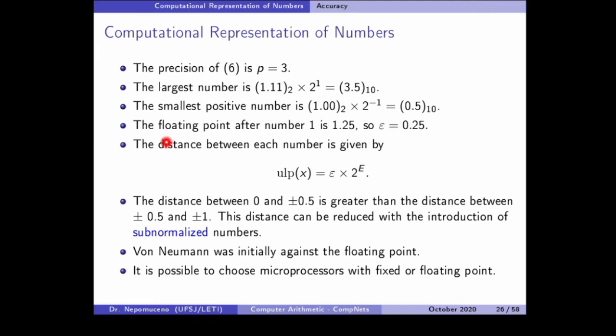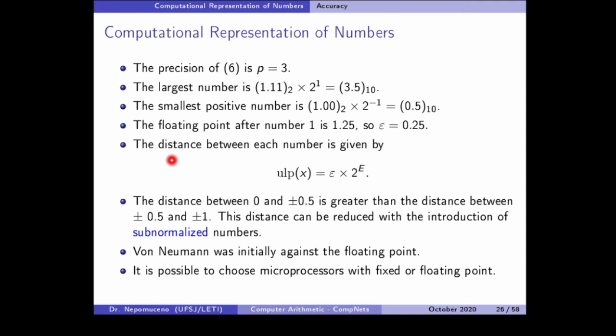The smallest positive number is 1, which is equivalent to 0.5 times 10. The floating point after number 1 is 1.5, so the machine epsilon is 0.25. The distance between each number is the ULP. So the distance between 0 and plus or minus 0.5 is greater than the distance between 0.5 and plus 1. This distance can be reduced with the introduction of subnormalized numbers.